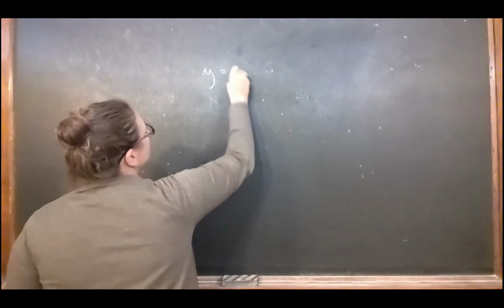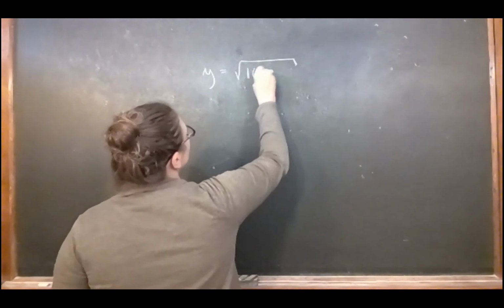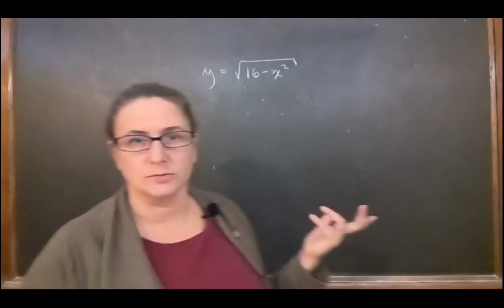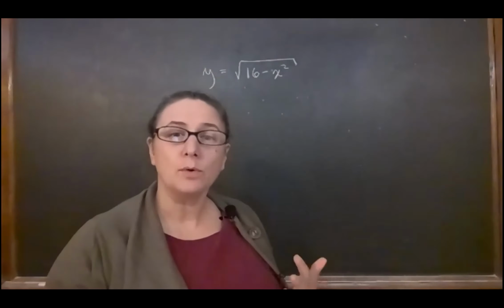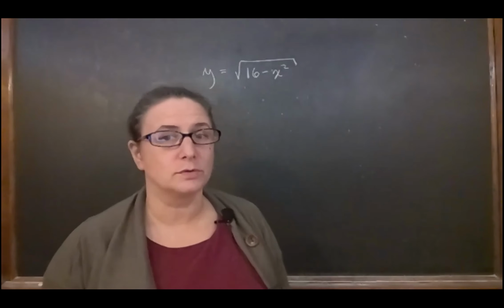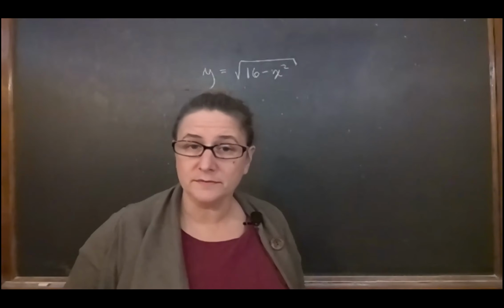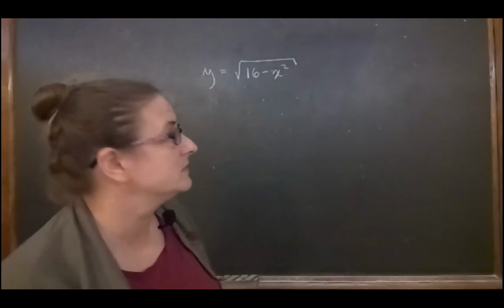We've been used to taking derivatives of things like, say, this, y equals square root of 16 minus x squared, right? We know how to take the derivative of that. But what about functions that are actually implicitly defined? In fact, they may be curves that on the whole aren't even functions.